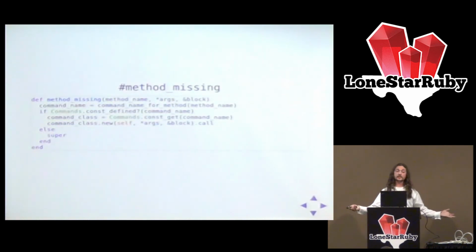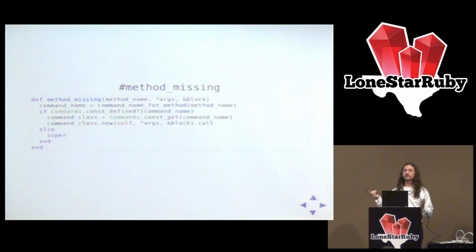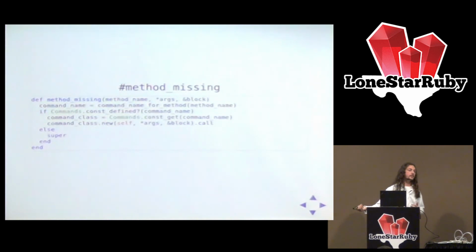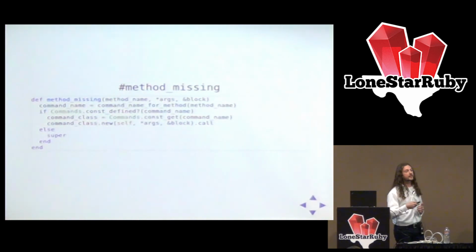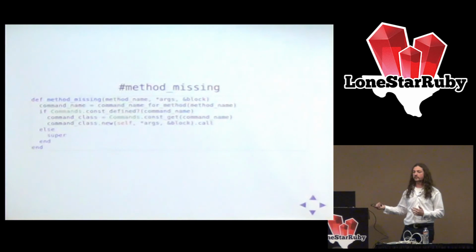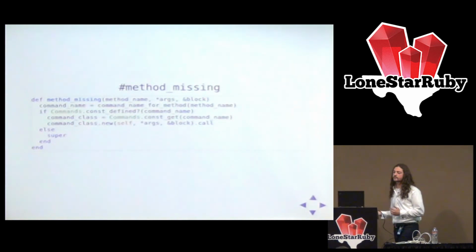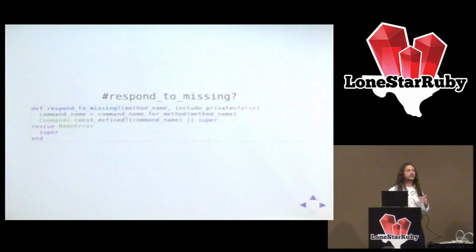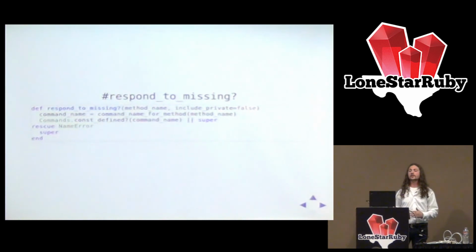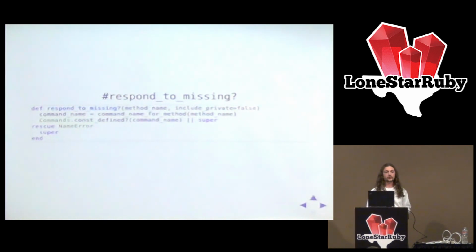And I defined method_missing on the NullClassBuilder. And this method_missing basically just looks in a command's namespace, looks to see if it can find a command that matches that method name, and if so, it instantiates it and calls it. And of course, since I'm a polite metaprogrammer, I also define respond_to_missing? to use the same logic.